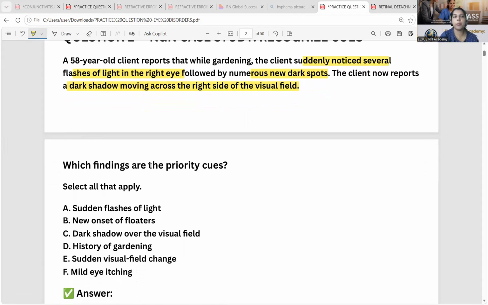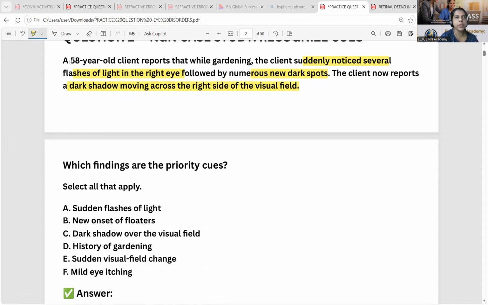The most concerning symptom we have to choose, because it is not a stable condition. Suddenly, the patient was doing gardening, but the client is showing symptoms of black spots, flashes of light, and moving of the dark spot towards the right side of the visual field. So it is a SATA model question. SATA means select all that apply. There may be more than one answer. So we can read the options and find out how the answer becomes right and how the option becomes wrong.